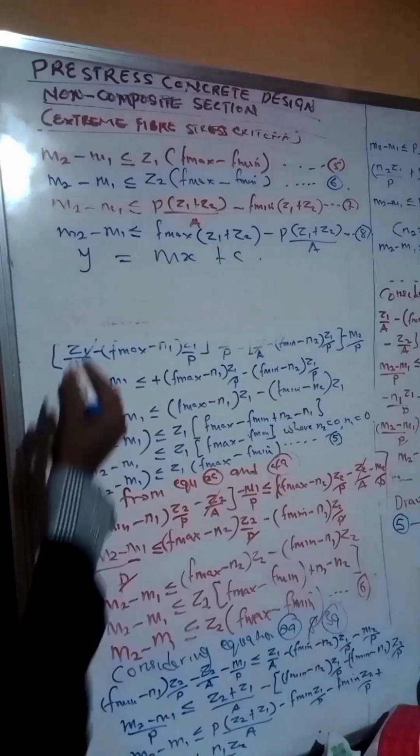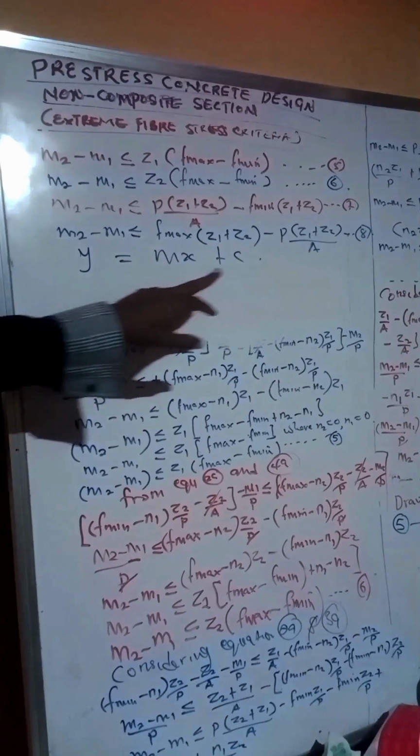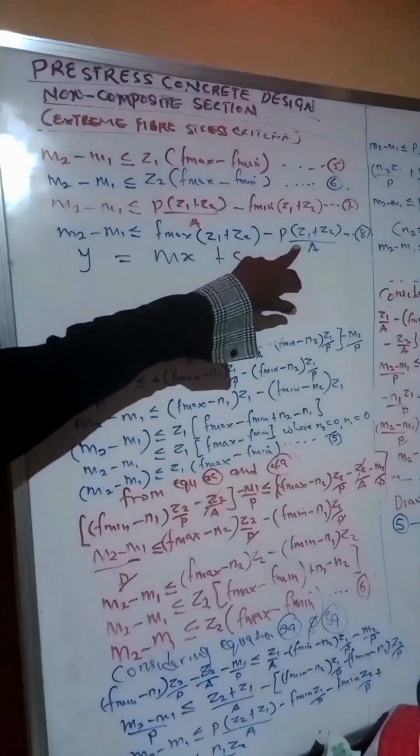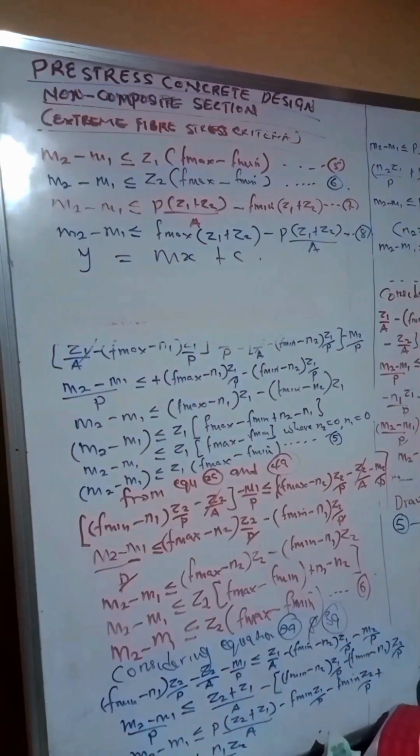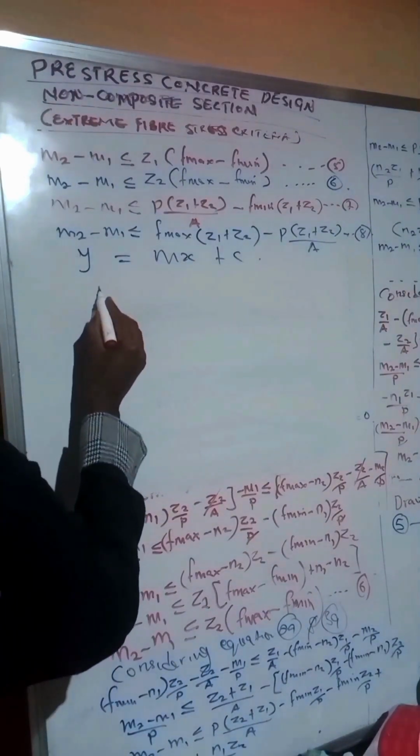So our pre-stressing force becomes our x, which is a variable, and we have the intercept as the constant. If we do that, we have the coefficient, which is z1 minus z2 over a. If that is the case, in drawing the graph, we're going to have the graph represented like this.